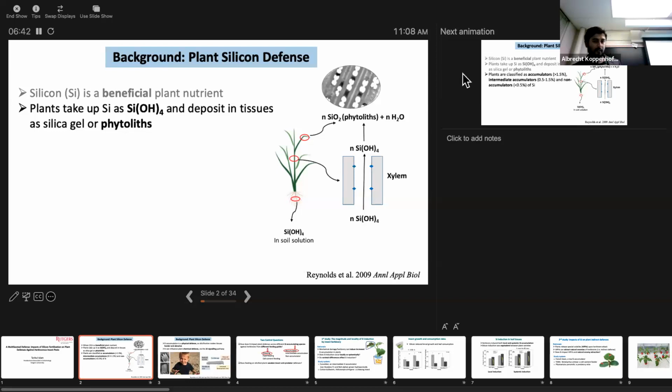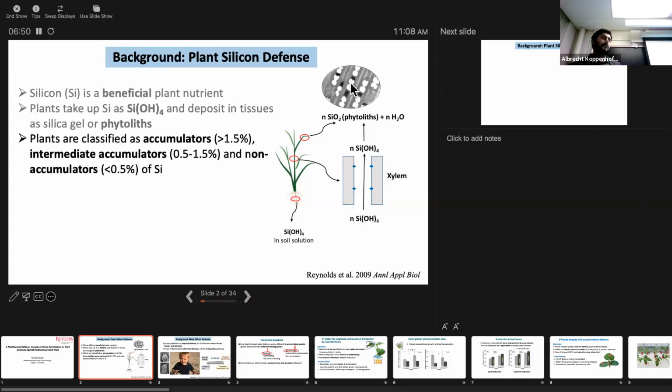So in the picture you can see these flower-like structures. These are phytoliths. And plants actually vary in their ability to accumulate silicon. Plants are generally classified as accumulators, intermediate accumulators, and non-accumulators of silicon. This is based on the amount of silicon they can deposit in tissues on a dry weight basis. So if plants can take up more than 1.5% silicon of their shoot dry weight, they are accumulators.